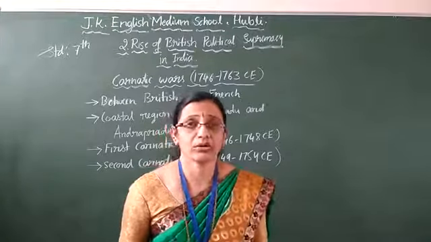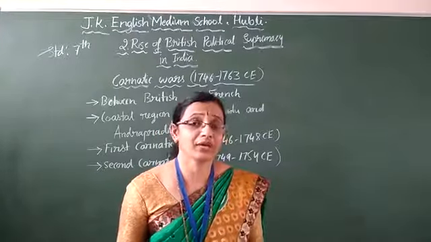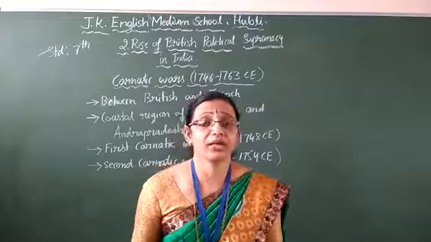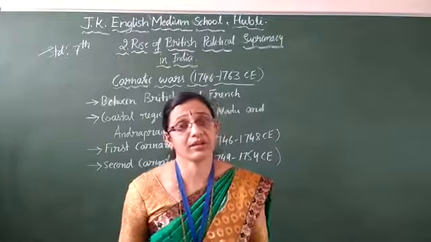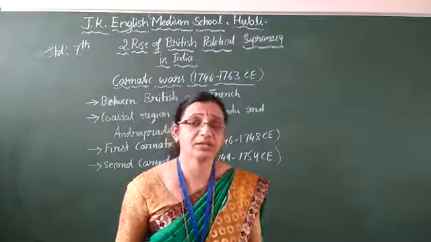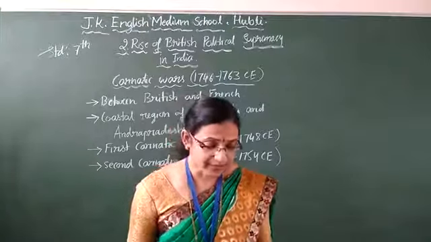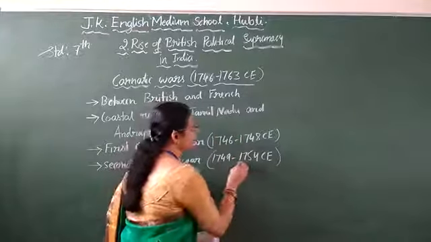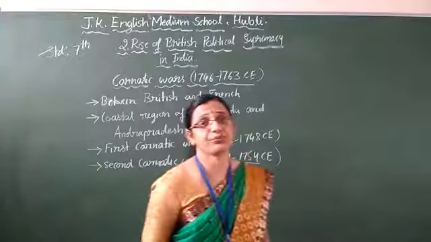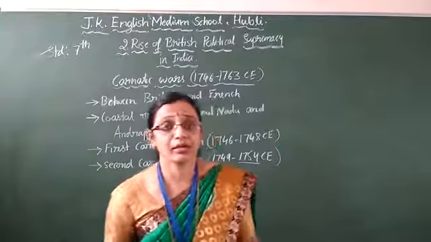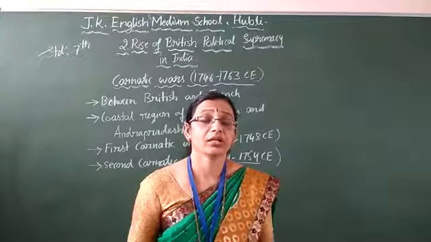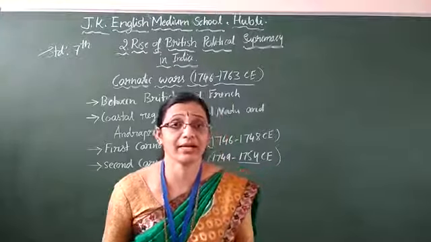So, when the governor was going back, the French and the British again made an agreement in Pondicherry. The treaty is called the Pondicherry Treaty. It was signed in the year 1754 only. By the signing of that treaty, the second Carnatic War ended.